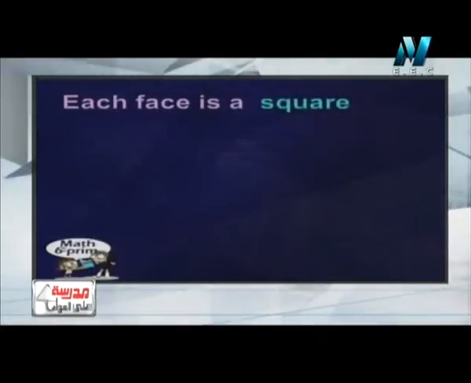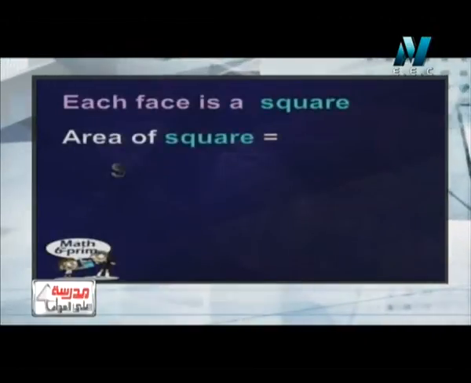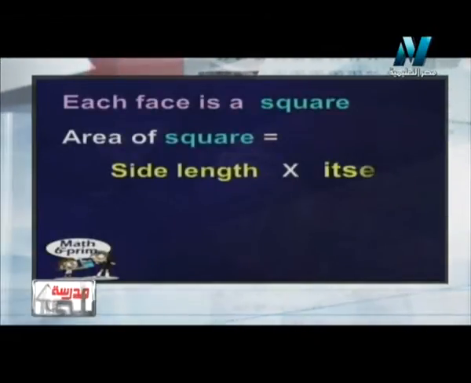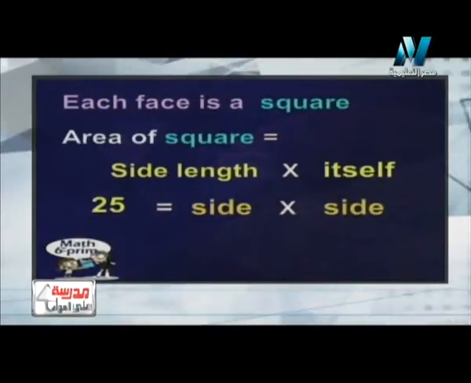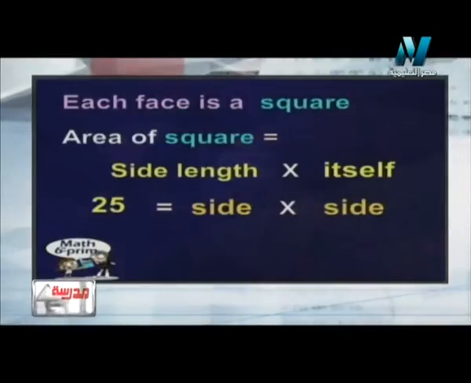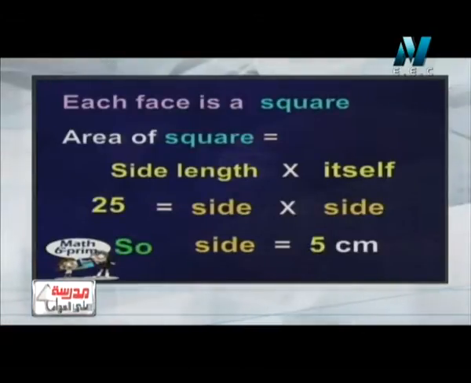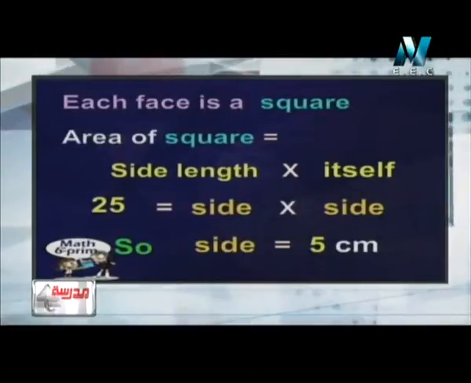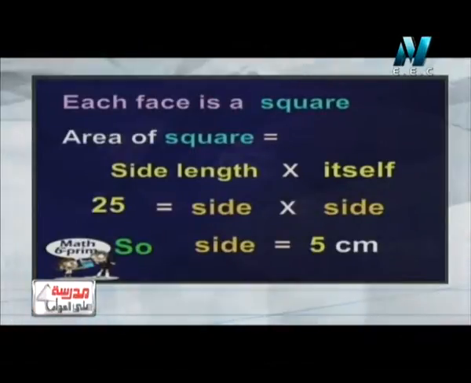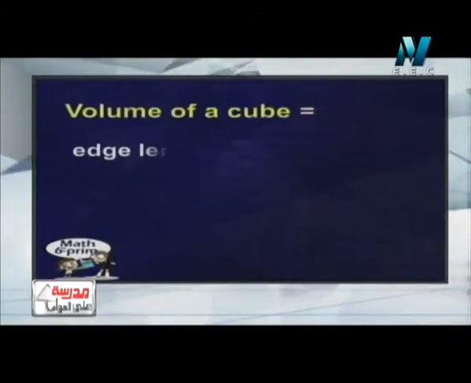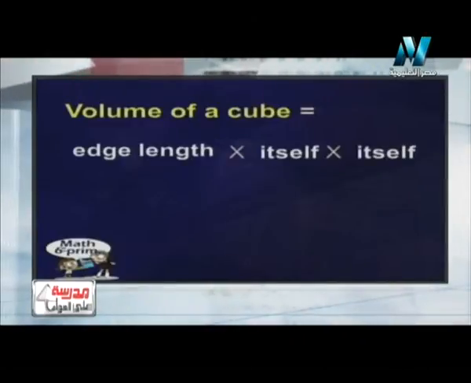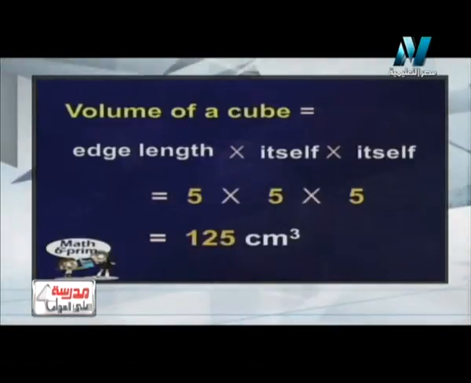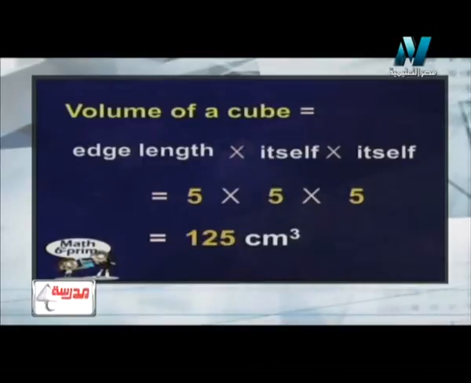Each face is a square as we said. Area of a square, side by itself, equals 25 centimeter square. What is the number multiplied by itself equals 25? Yes, 5. Why? 5 by 5 equals 25. It's so easy to deduce the side length of a square equals 5. So easy now to get the volume. Volume of a cube equals edge times itself times itself. 5 times 5 times 5 equals 125 centimeter cube.